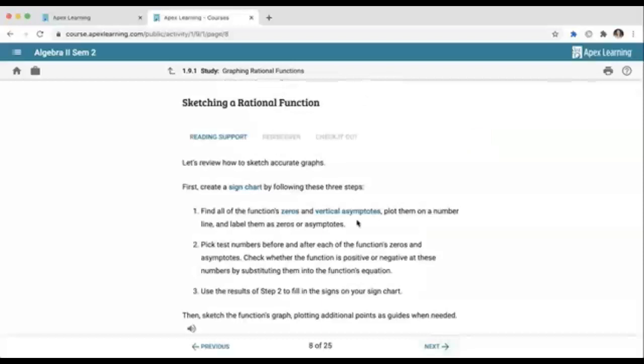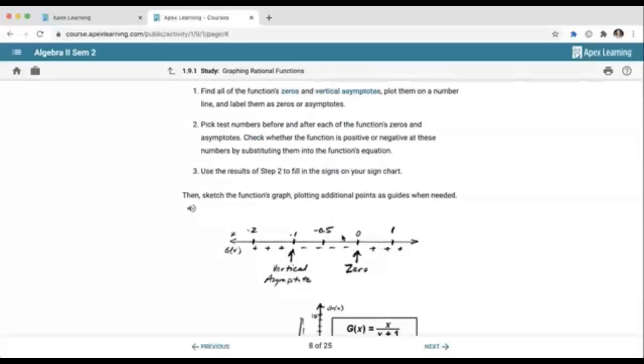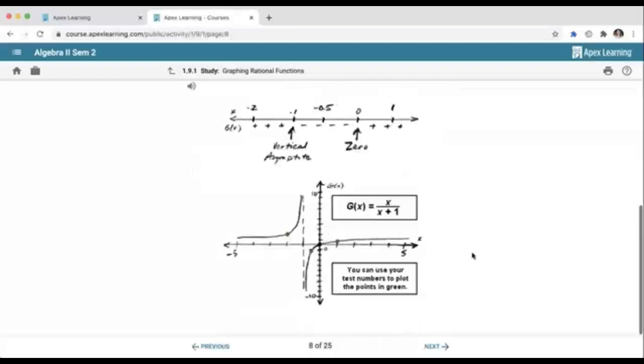All right, so again, with the sign chart, you pick out the major points or the major features on the graph, you pick out a couple points in between, you solve for them, and then you figure out what the positive and negative outputs are going to be, and then you can generally sketch your graph.